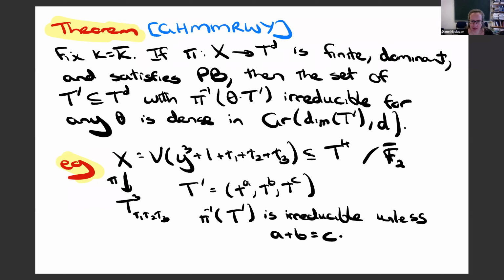I have a question. Is this X smooth? I would think so. Sorry, you think so or you don't think so? No, the X in the theorem. Oh, sorry, the theorem. In the theorem, no. There are no smoothness assumptions here.